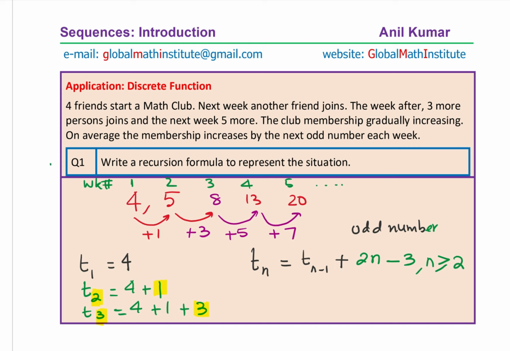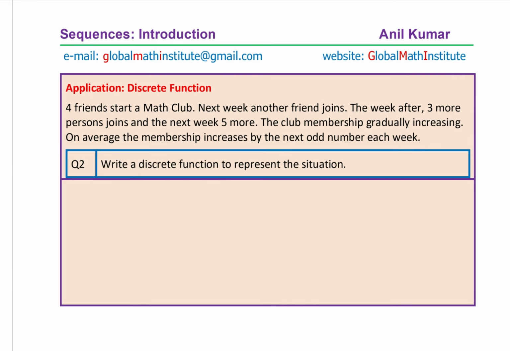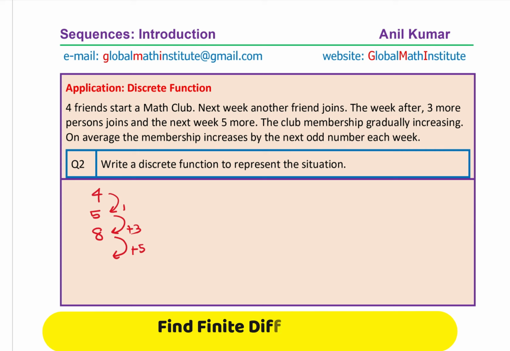So we got the first part of it, and that is how we find the recursion formula. Now let's look into the second part of it, and that is write a discrete function to represent the situation. Let me give you once again the values which we have. We begin with 4, and to 4 we are adding 1 to get 5, and then we are adding plus 3 to get 8, and then plus 5. 1, 3, 5, 7. Do you see that?